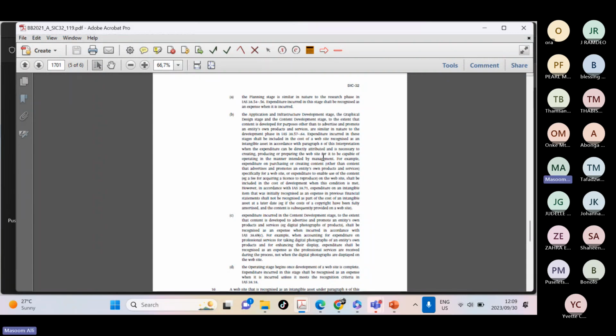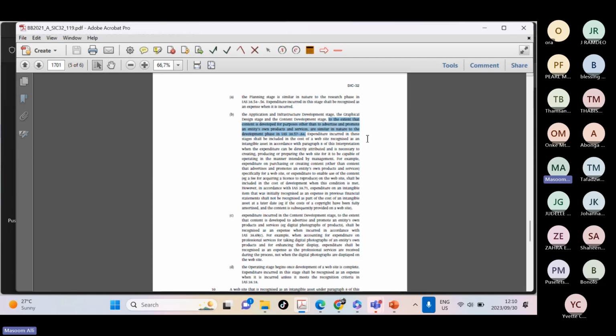Then you would look at your costs that are here in your application and infrastructural development stage, right? Now, this part here is the part that's important, okay? To the extent that the content is developed for purposes other than to advertise or promote an entity's own products and services, it is similar in nature to the development phase, right?